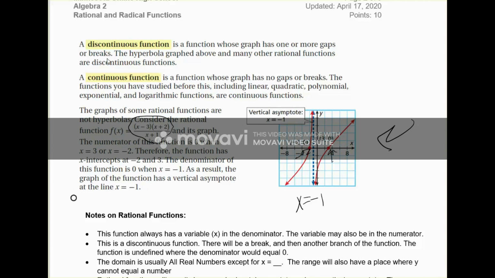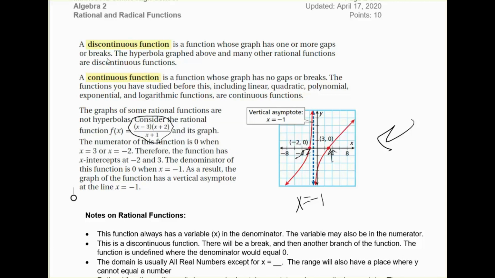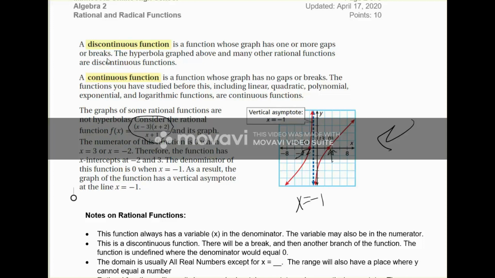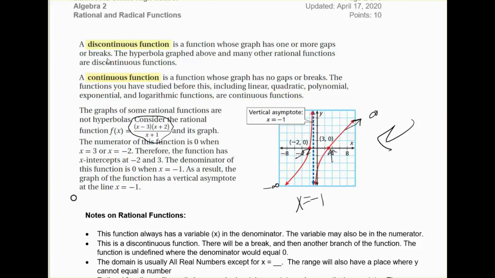This one does not have a horizontal asymptote because the two branches are doing two different things. Also, the end behavior is different in this one. As x gets bigger and bigger, the branch on this side is going to approach infinity, and as x gets smaller and smaller, this branch is going to approach -infinity. So that's different than the more standard hyperbolas that we looked at before.